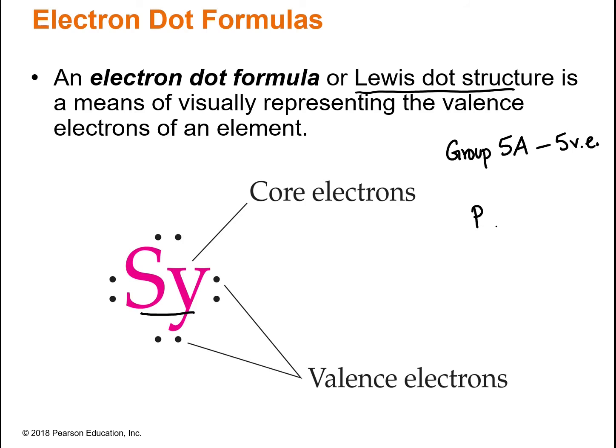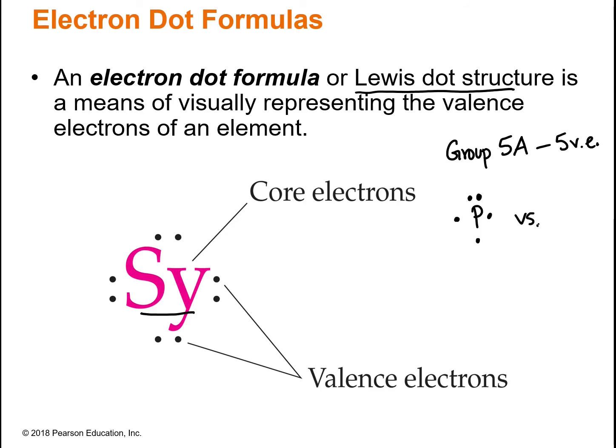There's 4 sides that we can use, but we have 5 valence electrons. First thing you're going to want to do is go around and fill each one of those sides. We don't want to pair up electrons unless we have to. And since we have more than 4 electrons, we're going to have to. So that is the Lewis dot structure for phosphorus.